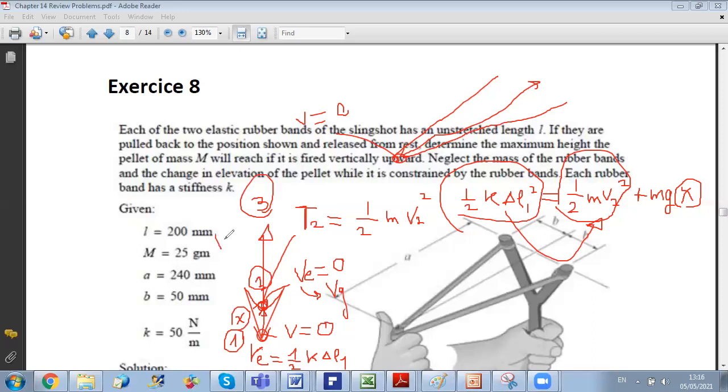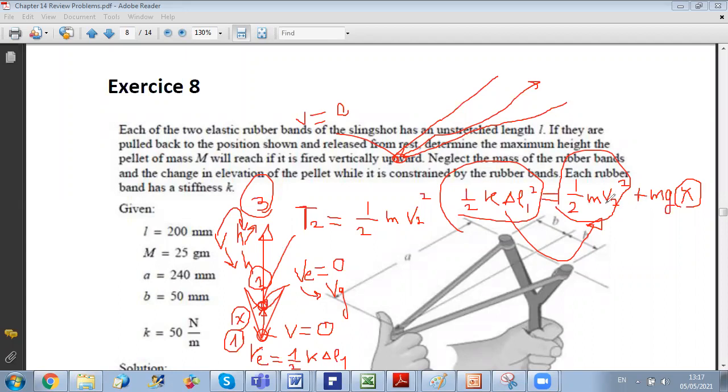moving upward, its velocity will decrease and its height will increase. Therefore, the kinetic energy will be transformed to potential energy until reaching the maximum height. What we are looking for is H maximum. So to get H maximum, you can apply conservation of mechanical energy between 2 and 3 after getting V2.